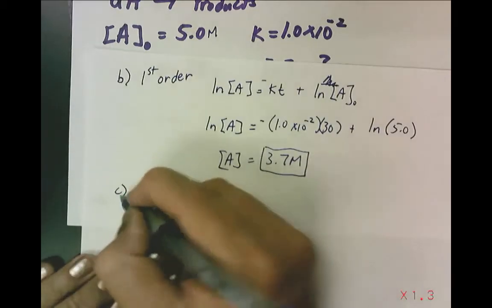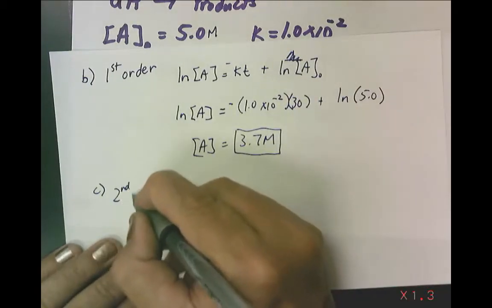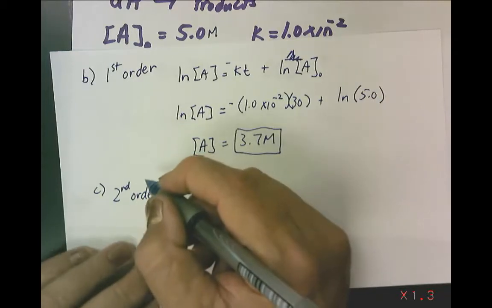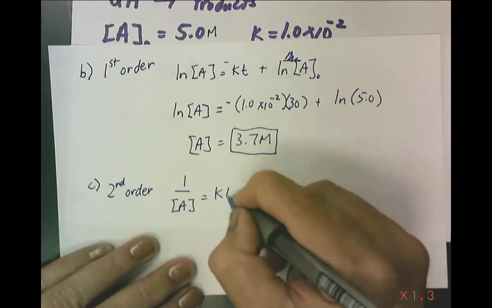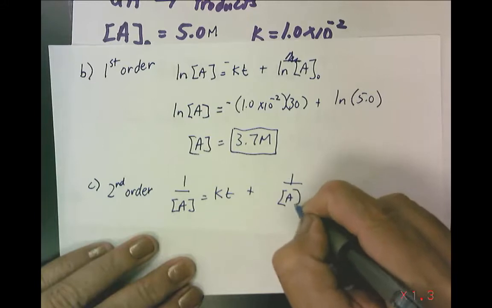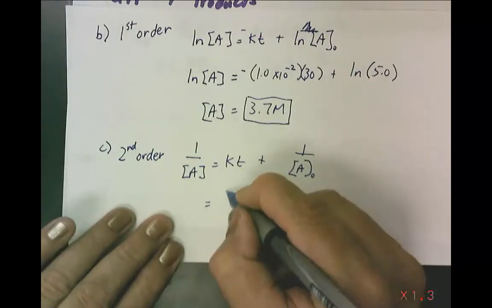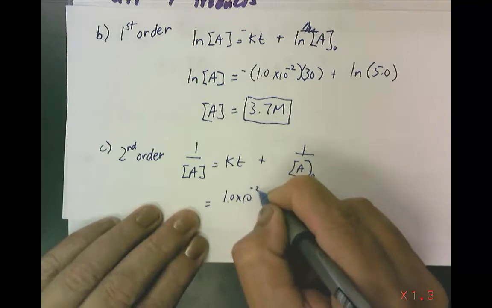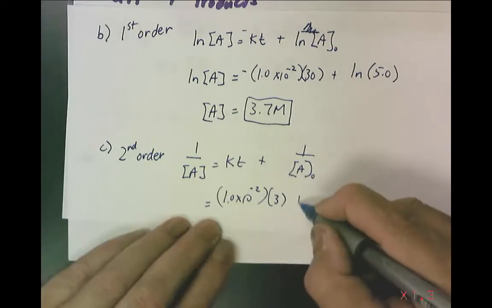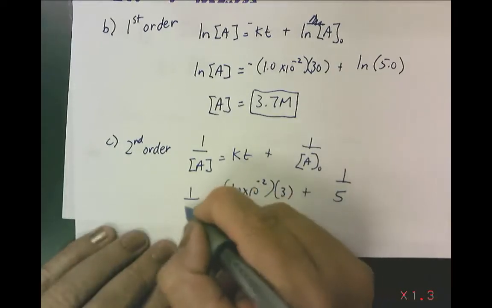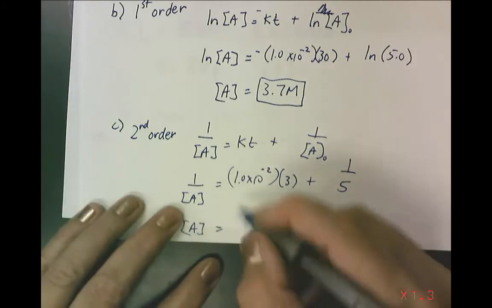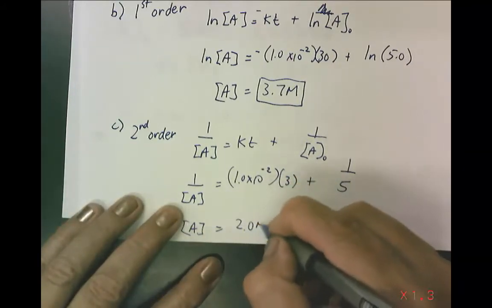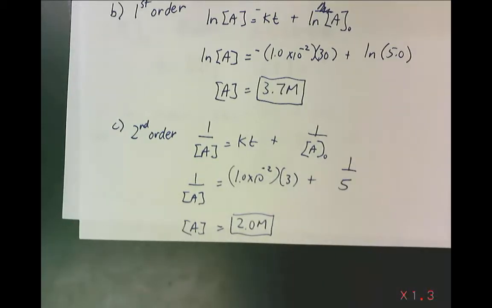Okay, and then lastly, second order is 1 over A equals positive KT plus 1 over original A. All right, so again, popping in our numbers. And this is what you should come up with. So there's your solutions for solving that previous exercise.